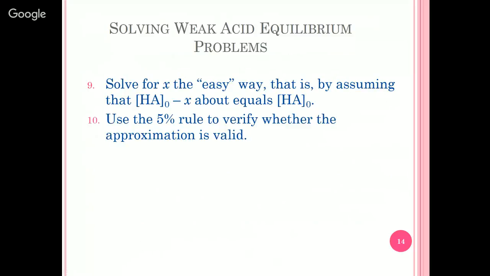And you can see if the approximation is valid by using the 5% rule. This is looking at whether the change X is within 5% of your initial concentration when you do that subtraction. When you have calculated X, you have effectively calculated the concentration of your H+ or hydronium ion. Once you know that, you take the negative log, and then you have the pH. From that, you can not only find your pOH, but you can also find the amount of hydroxide ion present and the amount of your conjugate base as well.